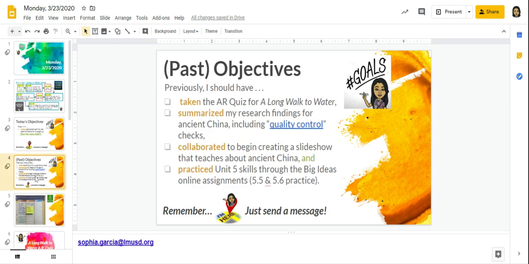So, our past objectives. This past week, I have sent out Flipgrids and information for you on Google Classroom about some of the tasks you can be working on. Whereas last week they were just suggested tasks, they are now mandatory, meaning I do expect you to do them, complete them in a timely manner, and yes, going in the grade book.